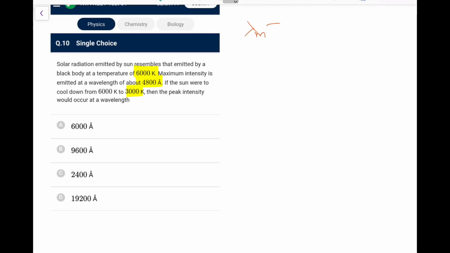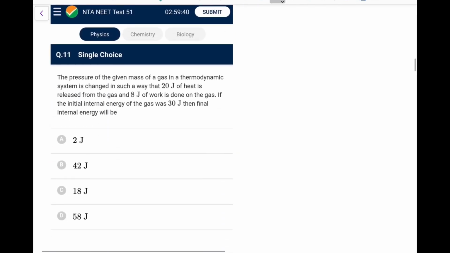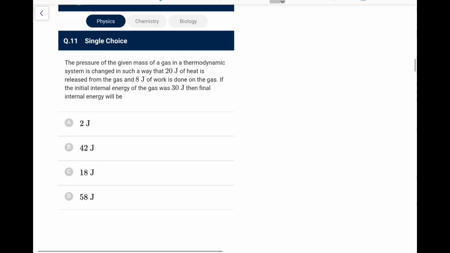You know that lambda m T remains constant from the Wien's law. So if temperature is half, lambda will become double, so double of that, 9600 angstrom. So this is an easy one. If you are practicing NTA test, you should be very well versed with the Wien's law by now. Wien's law is actually very important in all examinations.